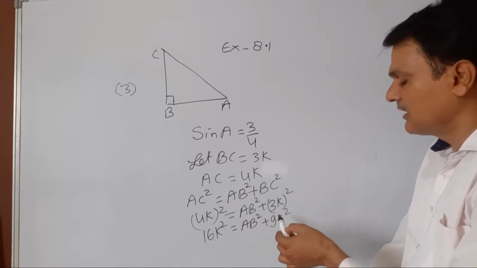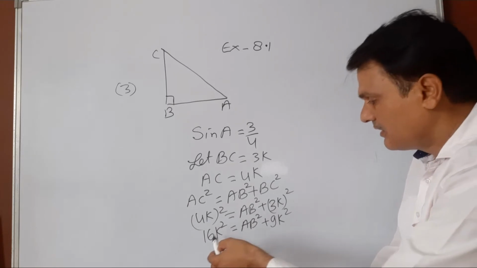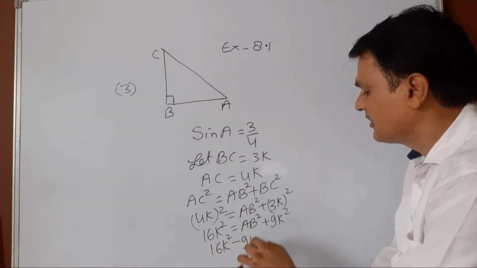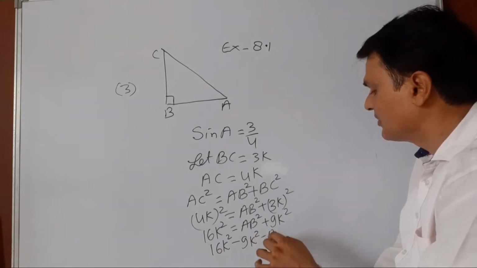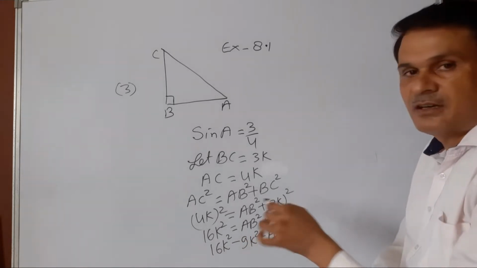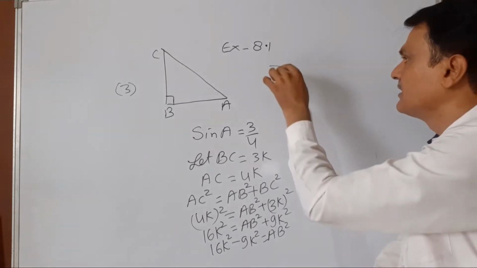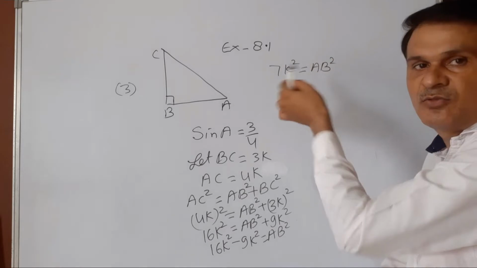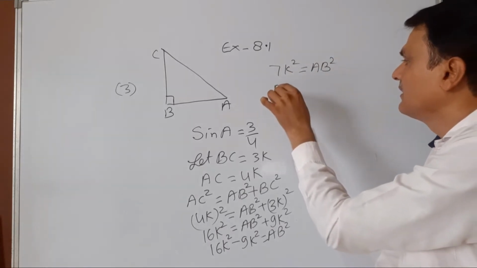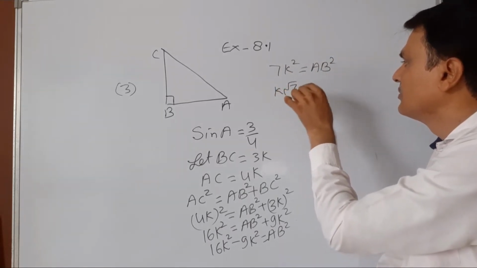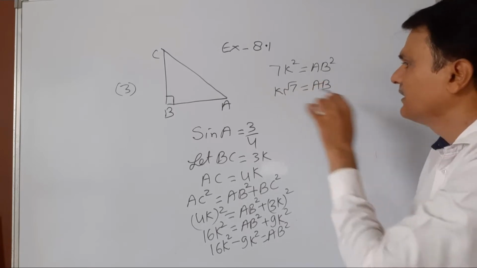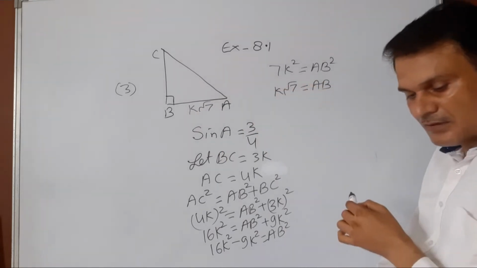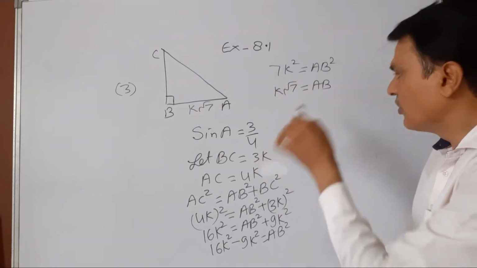By transposing 9K square to the left side, we write 16K square minus 9K square equals AB square. Now we write 7K square equals AB square, and by taking the square root of both sides we get K root 7 equals AB. Now we have to find out cos A.